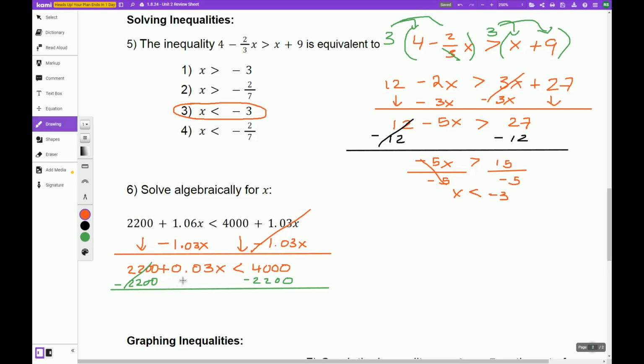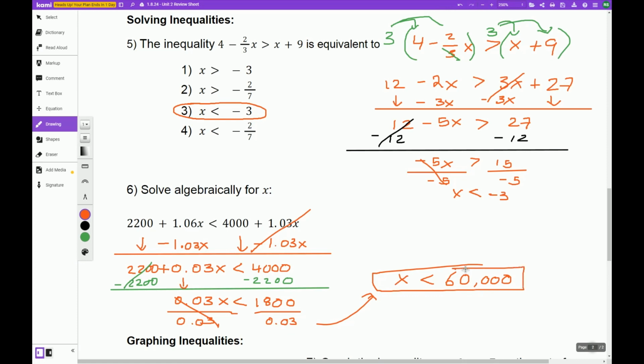And we're left with 0.03x is less than 1,800. So now we have this. What we're going to do here is divide 0.03 to both sides to get that x by itself. And you notice when you divide by a very small decimal, you actually are multiplying. So if you do 1,800 divided by 0.03, the number is actually going to get so much bigger. So on the left side, we have the x. We have less than. And then if you divide it correctly, you would have gotten 60,000. The value of x is less than 60,000.